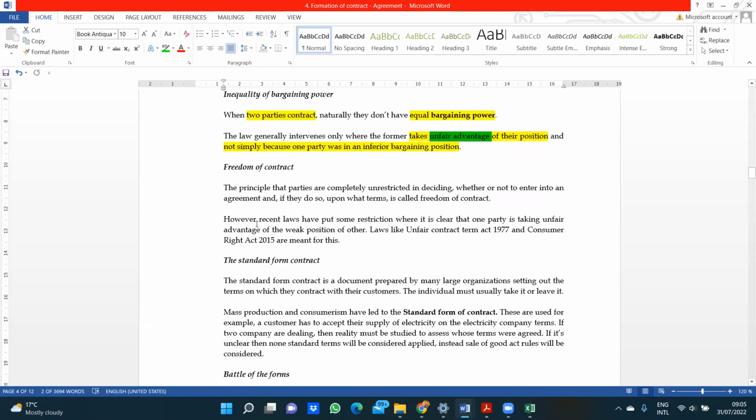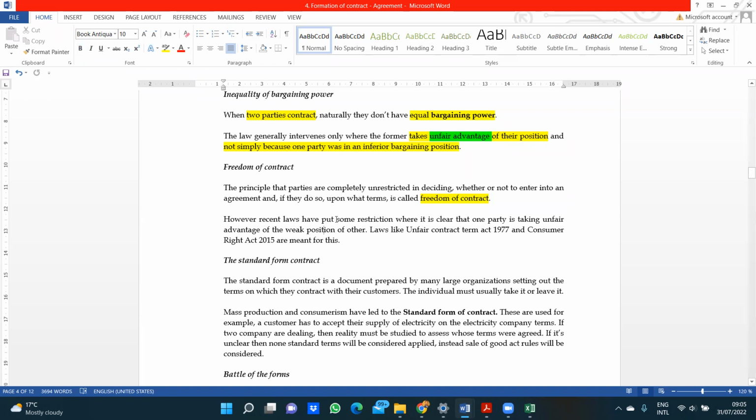Freedom of contract. The principle that parties are completely unrestricted in deciding whether or not to enter into an agreement, and if they do so, upon what terms, is called freedom of contract. So the parties are unrestricted in deciding whether or not to enter an agreement. They cannot be forced to enter into an agreement. And if they do so, they need to agree on the terms and conditions. This is what is called freedom of contract.